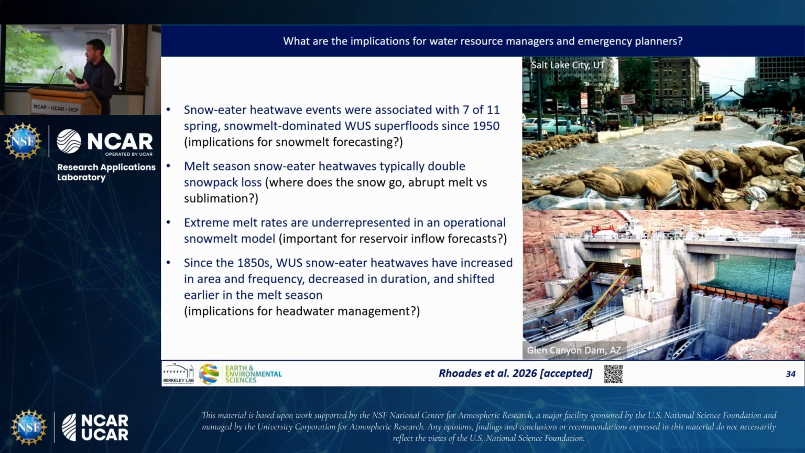And so since the 1850s, Western U.S. snow drought or heat waves have increased in area and frequency, decreased in duration, and shifted earlier in the melt season. So this has important implications for headwater management and assumptions about that.